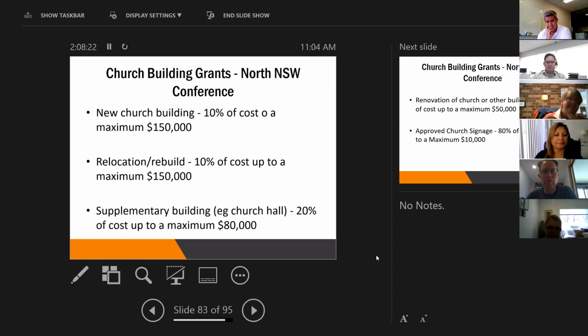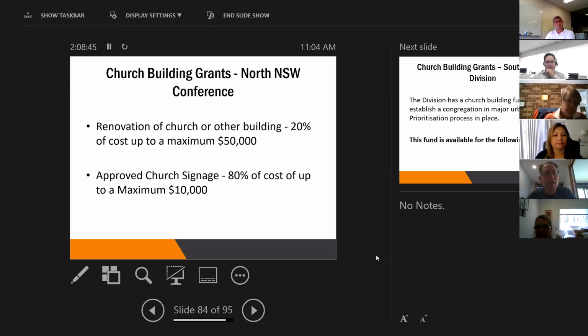This covers a range of additional buildings that might be contemplated on the church site, such as, as I mentioned, a church hall, perhaps a centre of influence or something like that, depending on what we're going to use it for. That provides benefits of up to 20% of the cost of the new building, to a maximum grant of $80,000. There's a couple more categories as well.